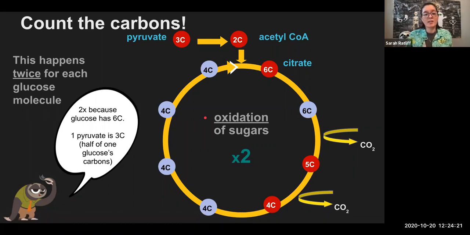Again, this is happening twice. We made 2 pyruvates from 1 glucose. So for every 1 pyruvate, we have to do 1 cycle. So 2 cycles per glucose.